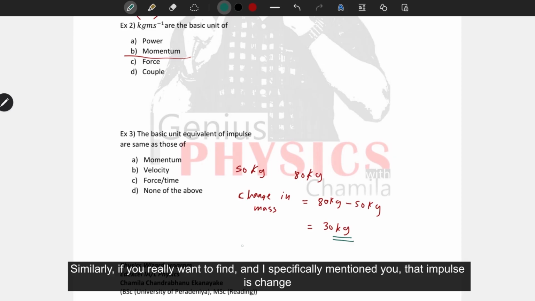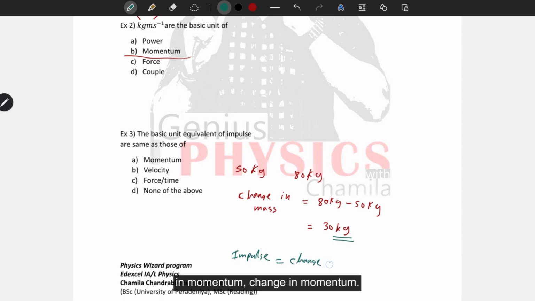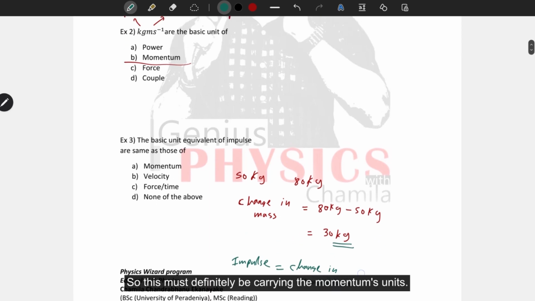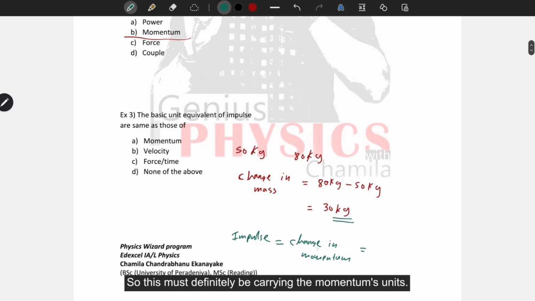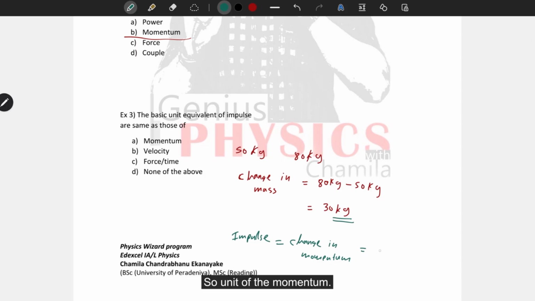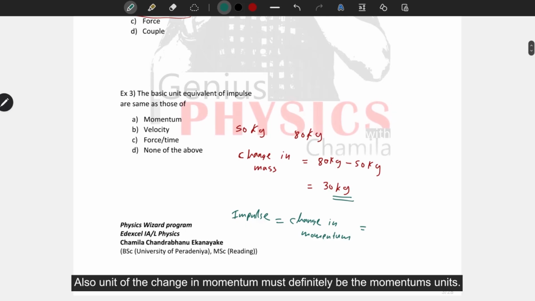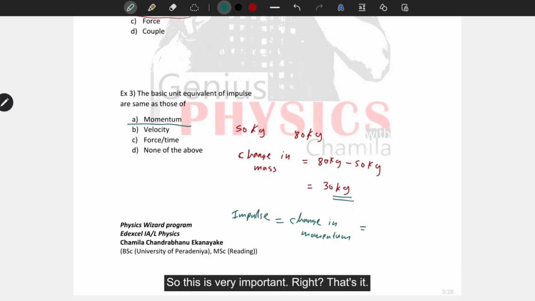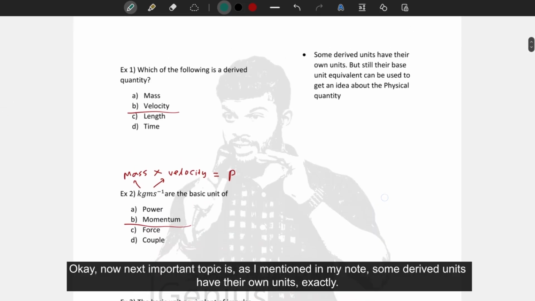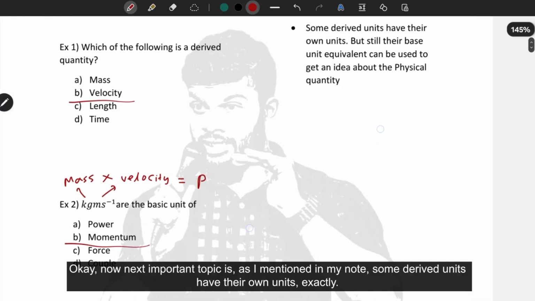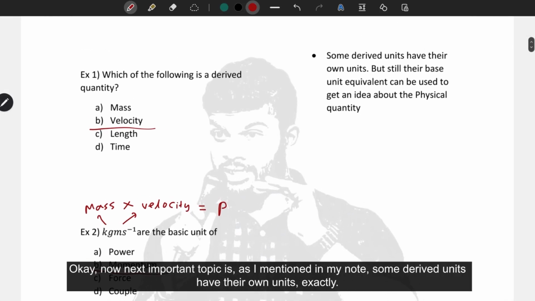Similarly, I specifically mentioned to you that impulse is change in momentum. So this must definitely be carrying the momentum's units. So the unit of the change in momentum must definitely be the momentum's units. So this is very important, right?